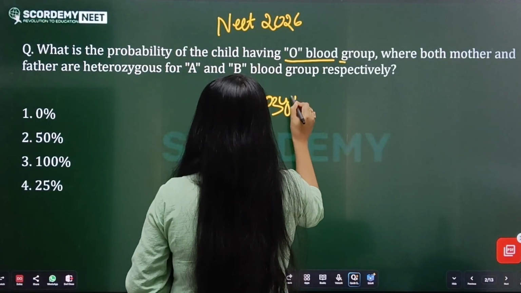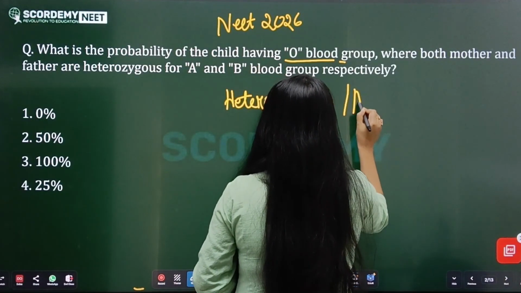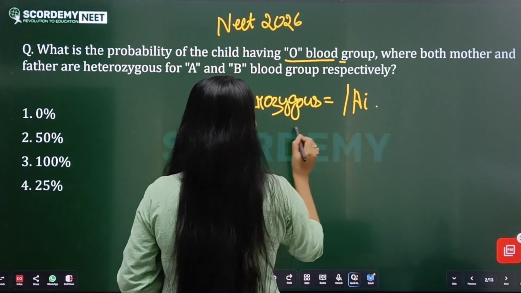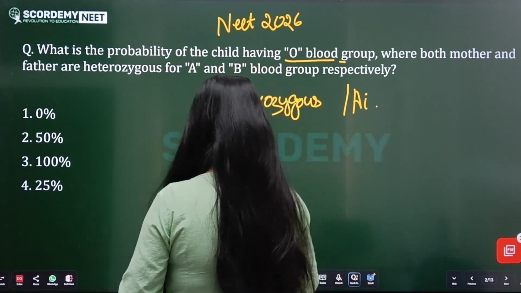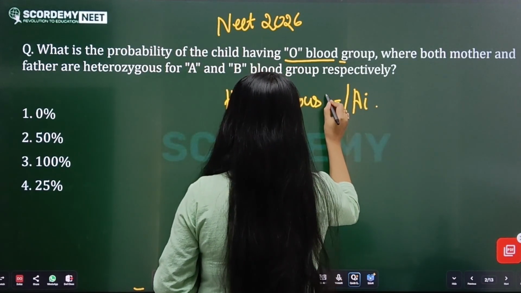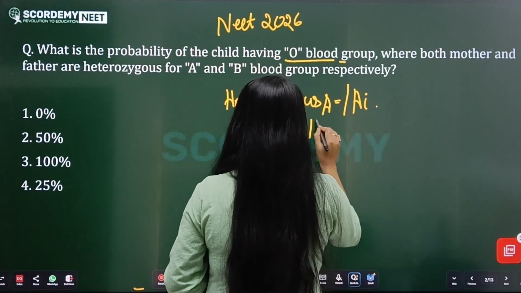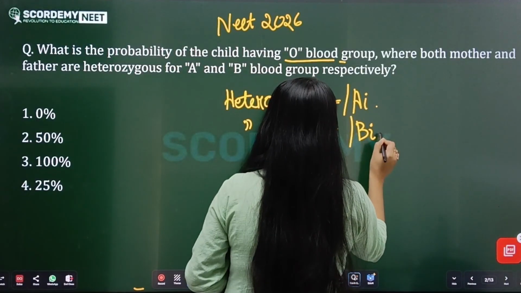Genotype for what? Heterozygous A. It will be this, isn't it? Similarly, genotype for heterozygous what? Heterozygous. Okay, here let me write A. Similarly, the genotype for heterozygous B is what? It is B I, isn't it?